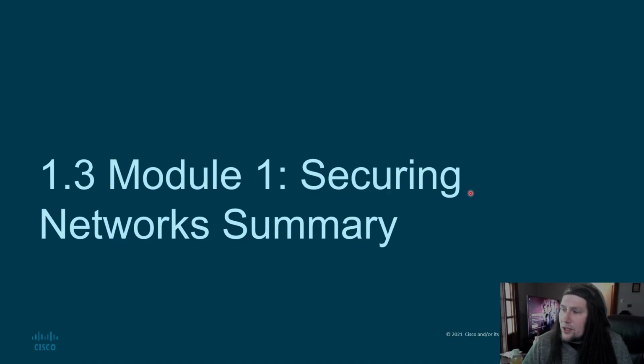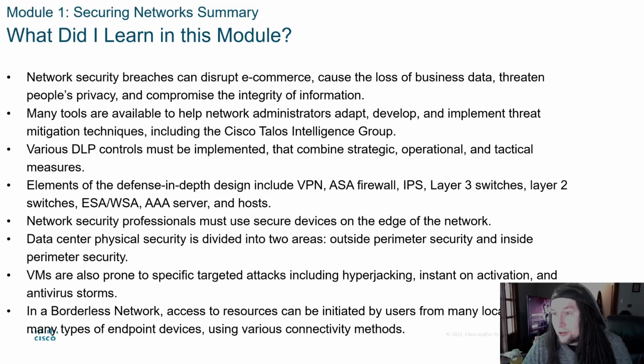Then 1.3, securing networks summary. So that was basically it. This is a summary of what we went over in this first module. Network security breaches can disrupt e-commerce, cause the loss of business data, threaten people's privacy, and compromise the integrity of information. Many tools are available to help.